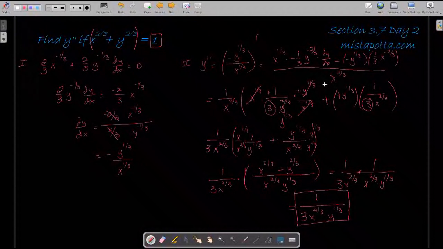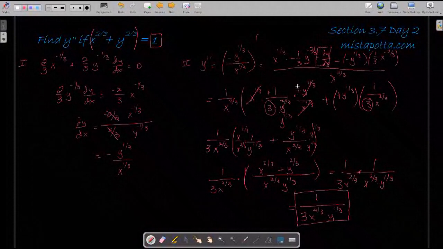So again, the idea here is I'm going to have to find y prime first, get it in a nice form so that I can then take the derivative and substitute when I need it. Notice that this dy dx here became the y to the 1/3 over the x to the 1/3 that I used in the algebra problem.